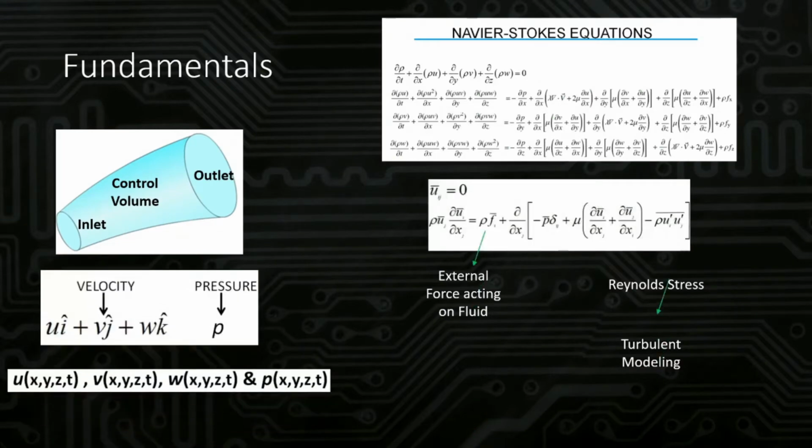So just some quick fundamentals. Generally, when you're making a 3D model, you're going to have an inlet, an outlet, and a control volume. There are 4 variables associated with this: a U variable, a V variable, which is velocity, a W variable, and a P variable, which is pressure. These can be described in the very complex Navier-Stokes equations, but essentially what the program does is it takes our inputs, calculates these Navier-Stokes equations, and gives us a 3D model output.